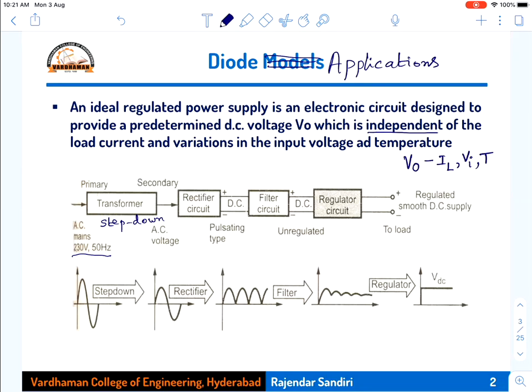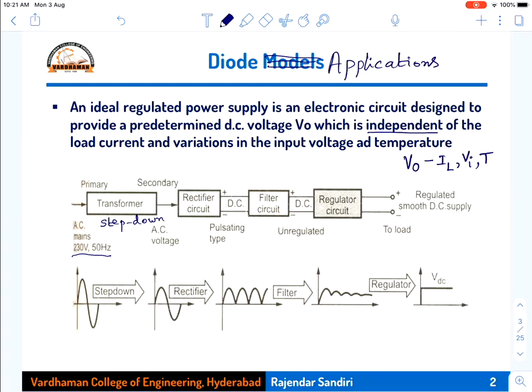Suppose we want to convert AC to DC and the required DC voltage is 5 volts. Then initially we have to step down the high voltage of 230 volts, based upon the number of turns of the transformer, so that we get a low voltage. That low voltage we then convert into DC in the further steps. So the first block is the transformer, which we call a step down transformer.